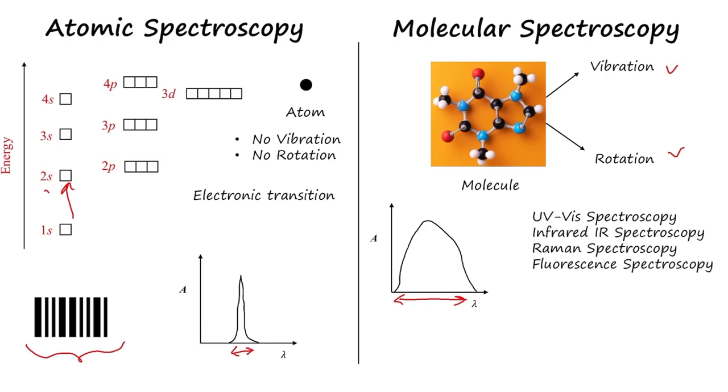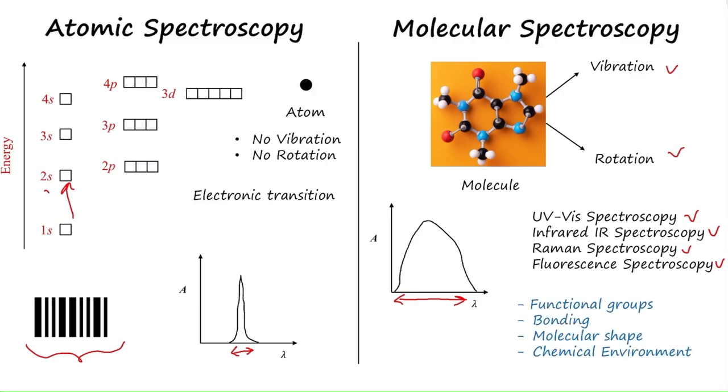Techniques like UV-Vis, infrared, Raman spectroscopy, or fluorescence all fall under molecular spectroscopy. Because these motions depend on the way atoms are connected, molecular spectroscopy tells us about functional groups, bonding, molecular shape, and chemical environment, things that atomic spectroscopy cannot reveal.